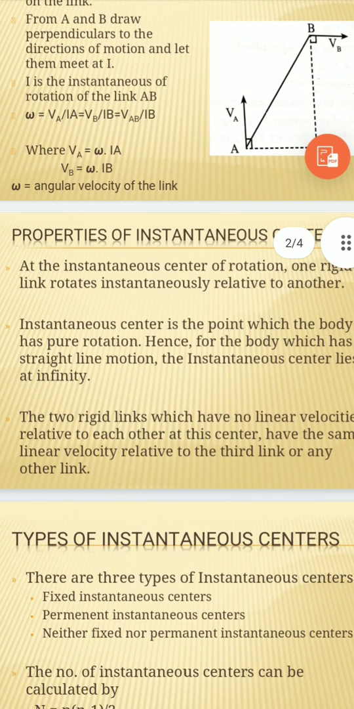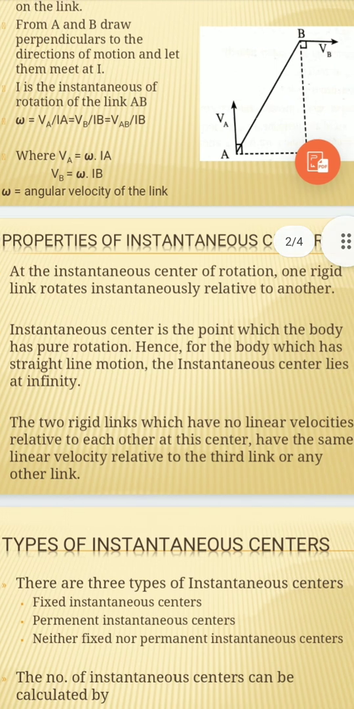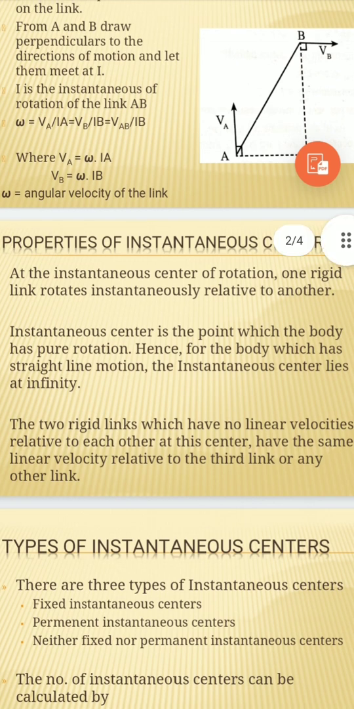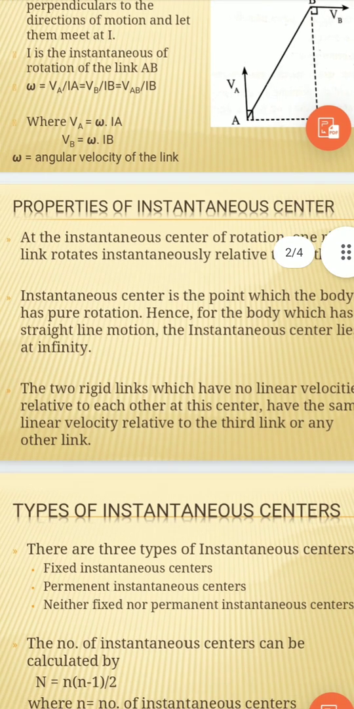And the third important property is this: the two rigid links which have no linear velocities relative to each other, at this center have the same linear velocity relative to the third link or any other link. These are the important properties of the instantaneous center. These properties should be remembered, as they will be helpful for doing the analysis.